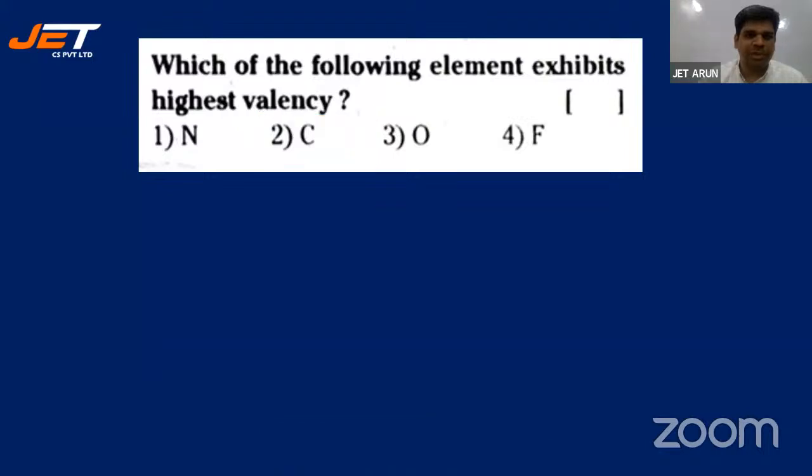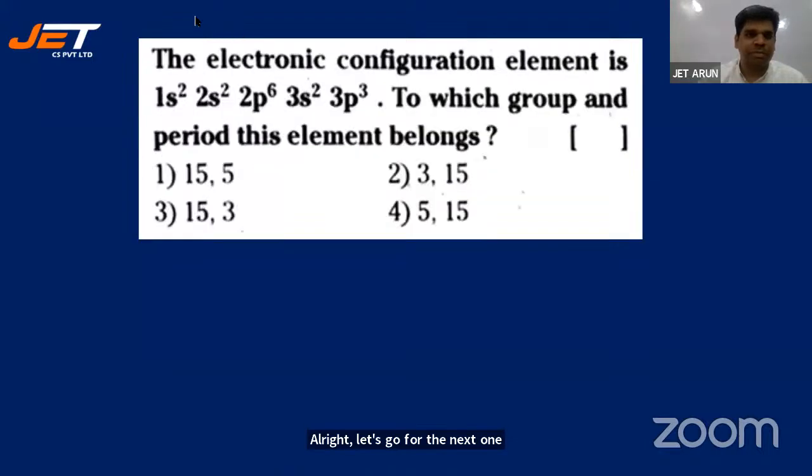All right, let's go for the next one. The electronic configuration of an element is given as 1s2, 2s2, 2p6, 3s2, 3p3. To which group and period does this element belong?